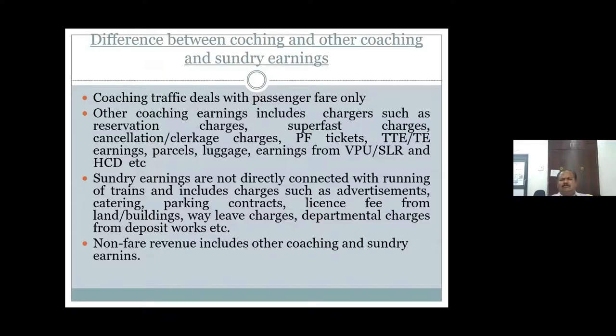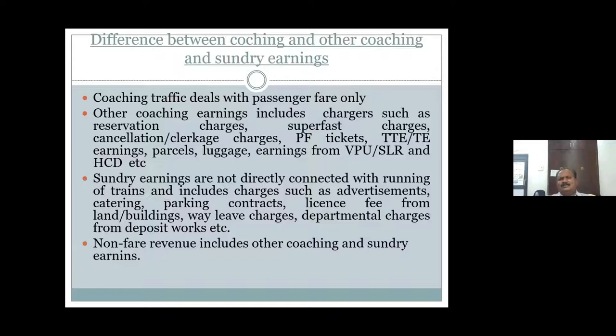Now, before going to the full subject, we need to know the differences between coaching traffic, other coaching and sundry earnings. They appear to be the same for outsiders, but there is a difference between coaching, other coaching and sundry earnings. Coaching traffic deals with passenger fare only. For example, a person booked a passenger ticket from Secunderabad to New Delhi. This will have not only the basic fare but, in addition, reservation charges, safety surcharge, and some additional charges, Tatkal charge or whatever it is. So many charges are attached to the base fare.